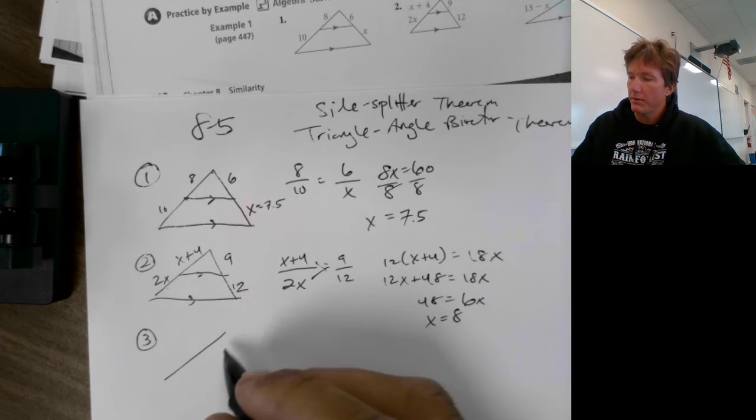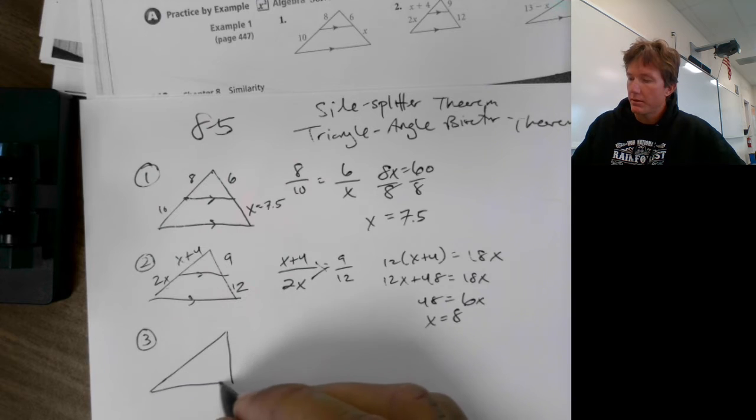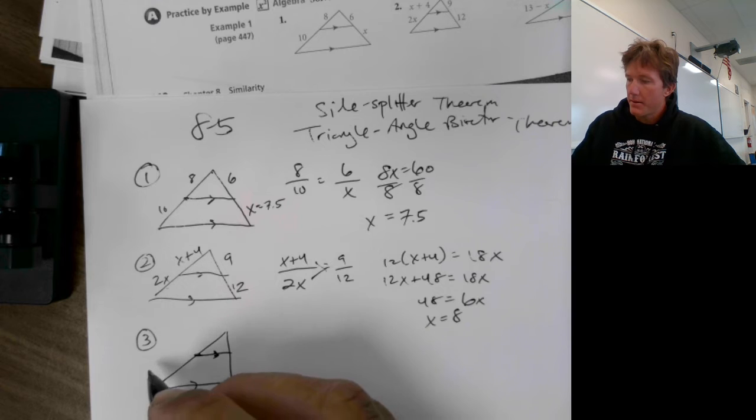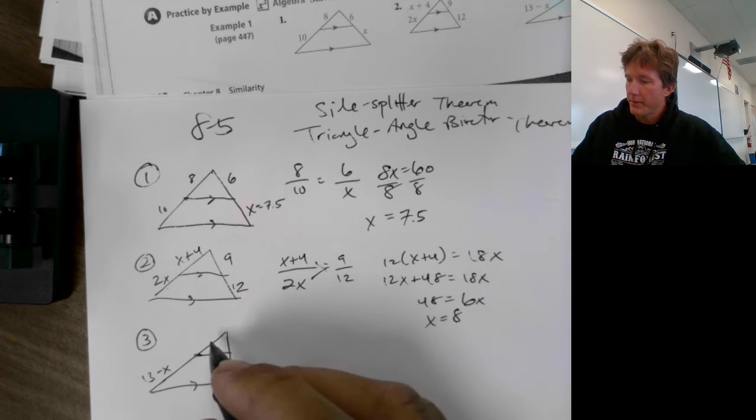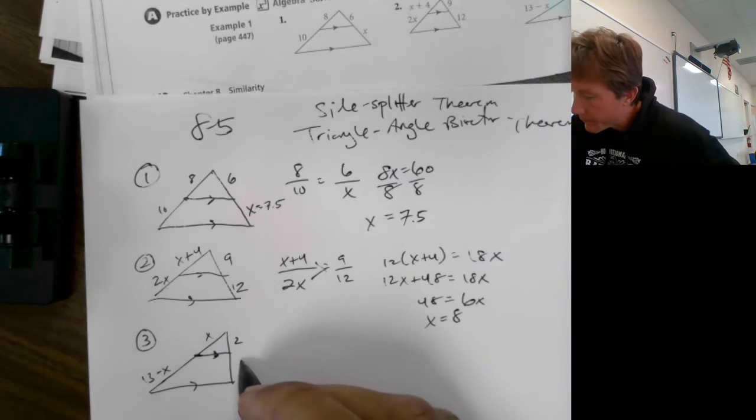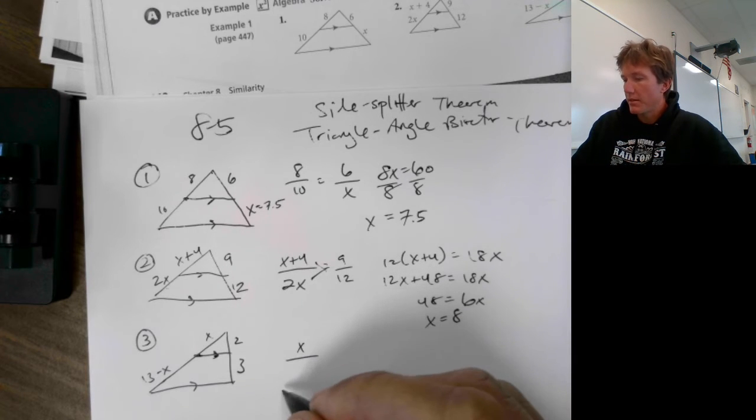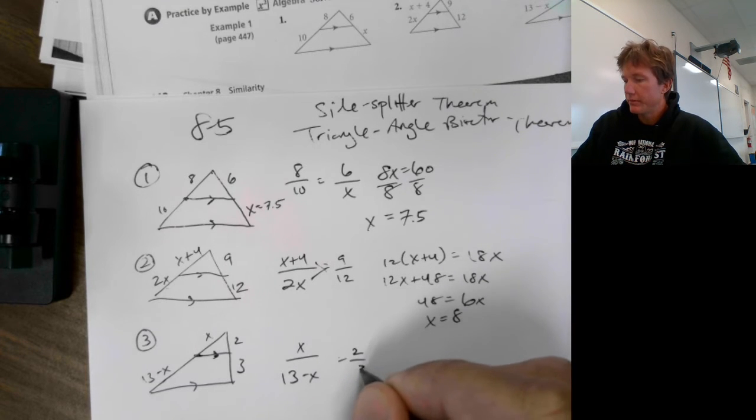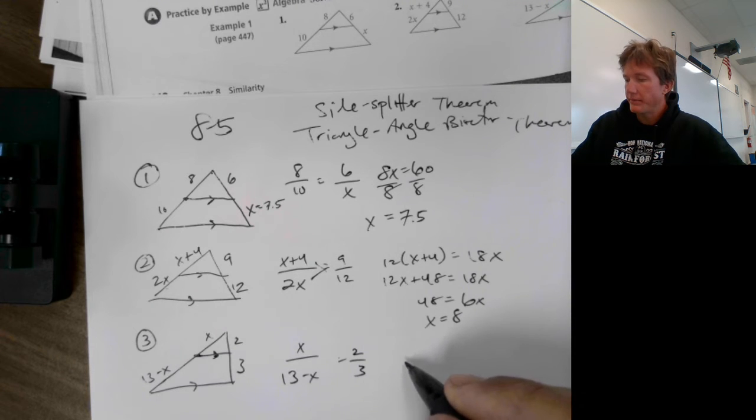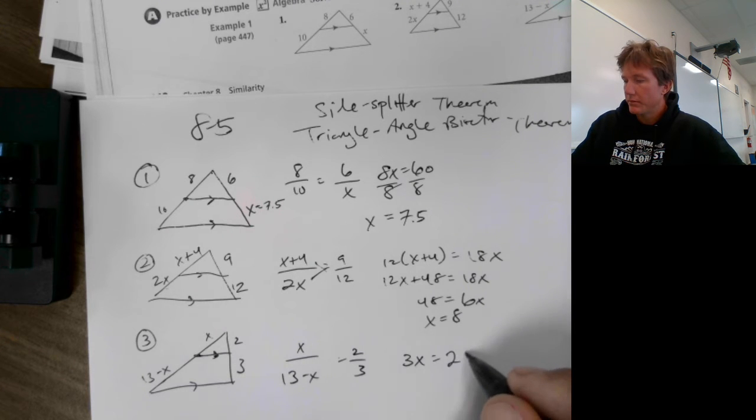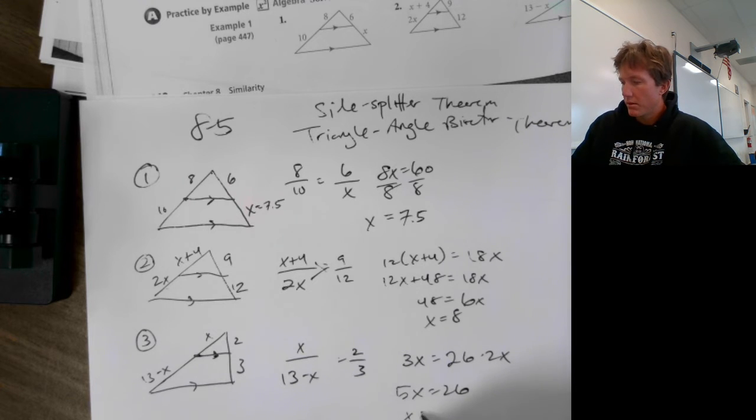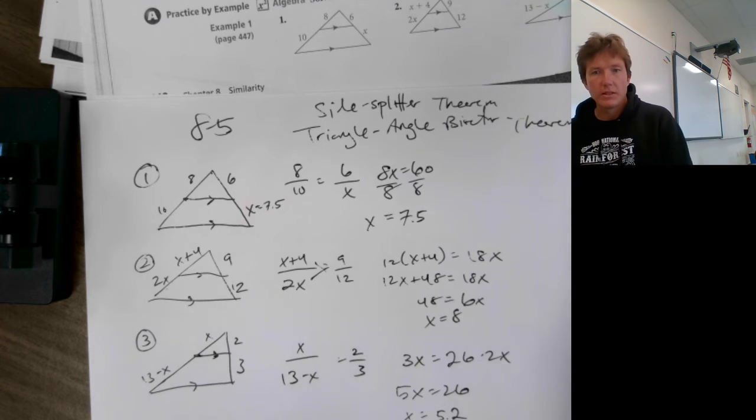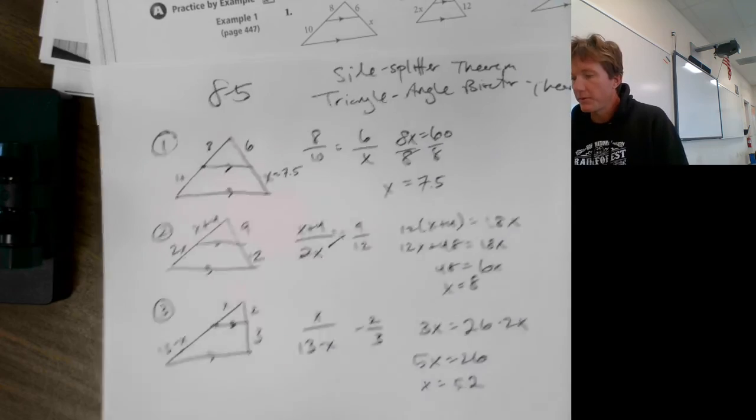Next one we have a triangle, looks kind of like a right triangle. 13 minus x, x, and then 2 and 3. So set this up the same way. Cross multiply. Add. X equals 5.2. Okay, and then you can plug those in and check. Alright, so go ahead and flip the page.